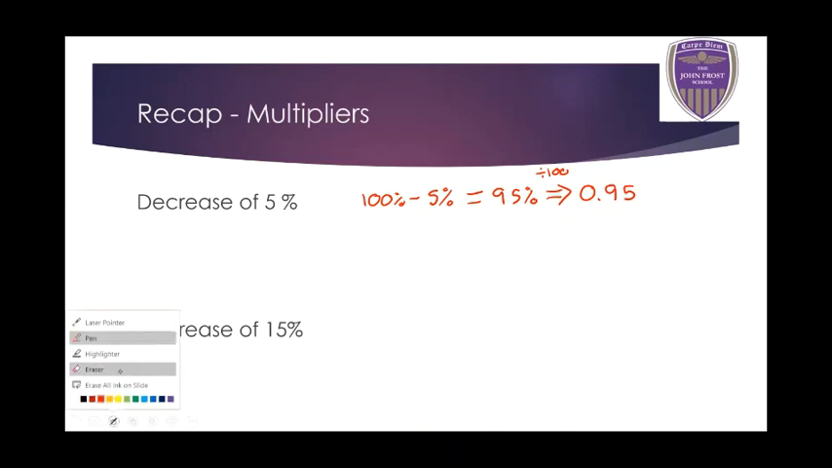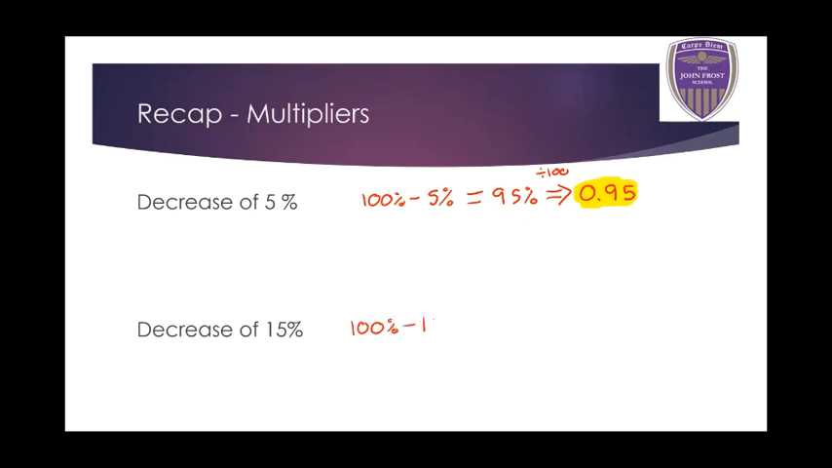So if I wanted to decrease something by 5%, I would multiply it by 0.95. Okay. And then last one, if I want to decrease something by 15%, well, again, decrease means to take away. So 100% take away 15% is equal to 85%. And again, now multipliers are always decimals, so I need to divide this by 100. 85 divided by 100 is 0.85. So if I want to decrease something by 15%, all I have to do is multiply it by 0.85.